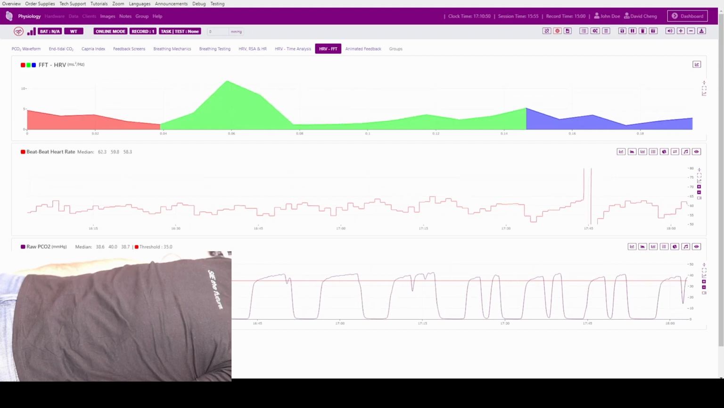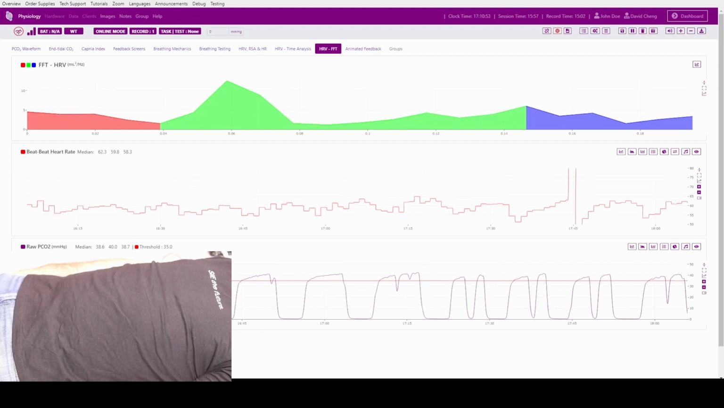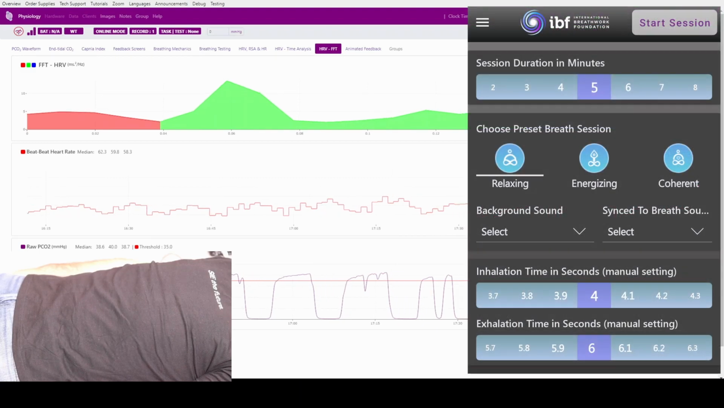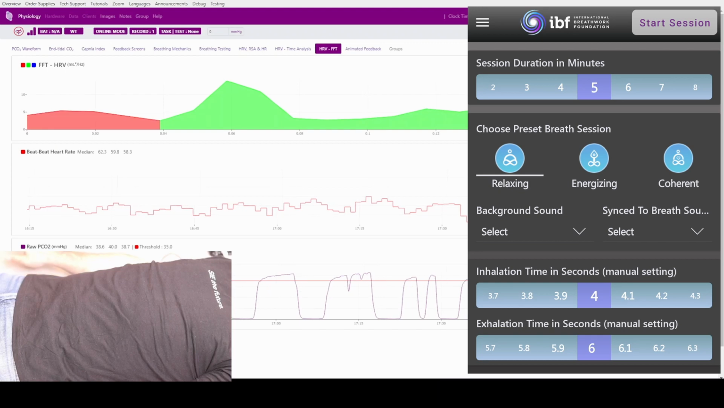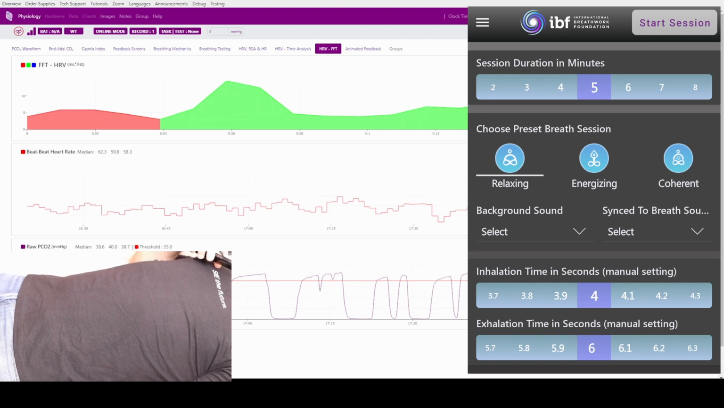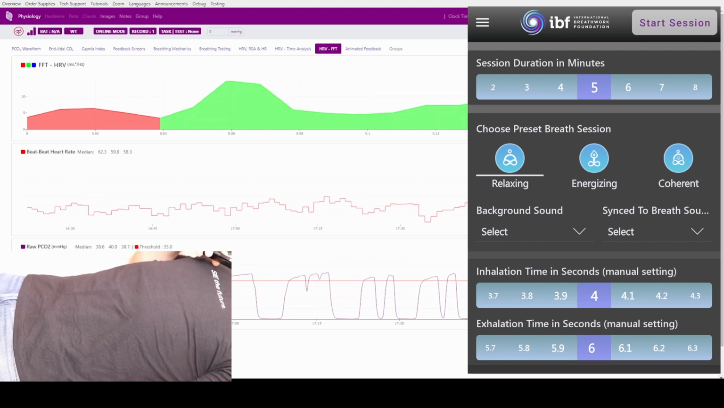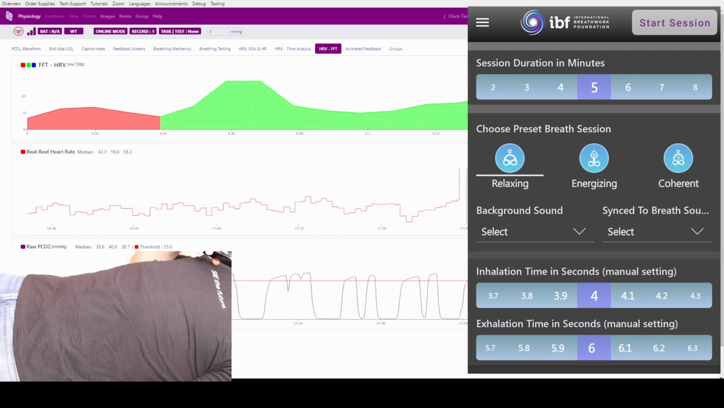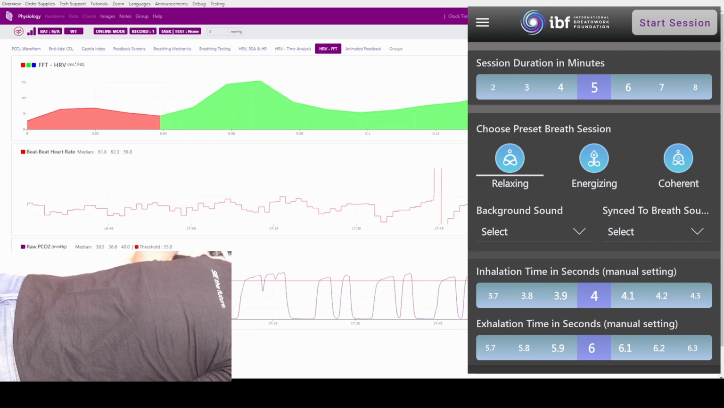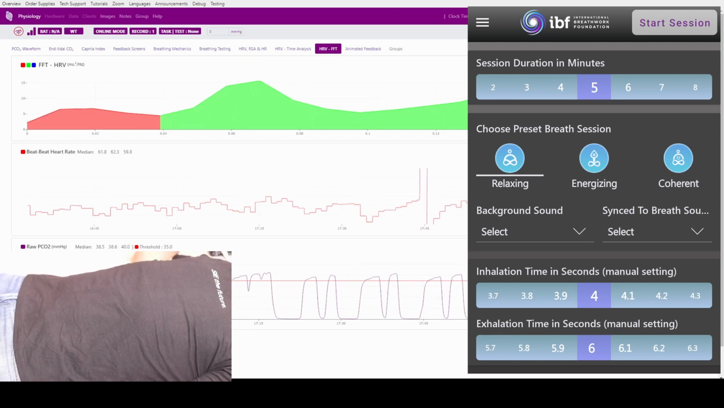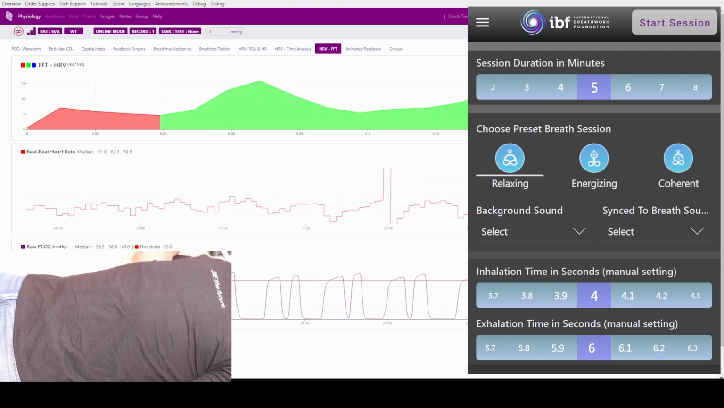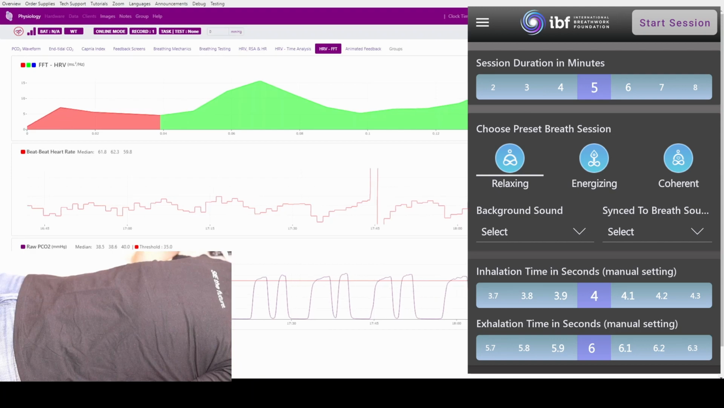So now we're going to try to switch over to an app, like an IBF app that you guys can get, and you can try to use the app. John, I believe we were doing 4.5, right? What were we doing? 3.5 for inhale and 6 for exhale. Can we do 4 for inhale and 6 for exhale? Yeah, let's try doing that.